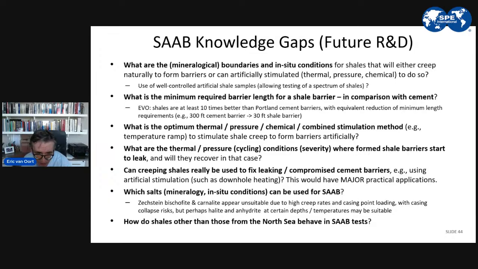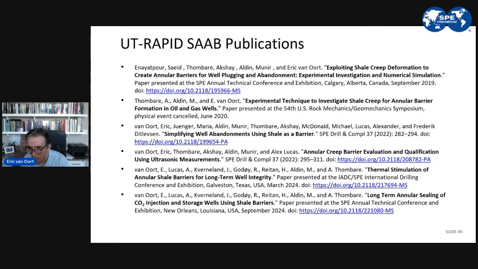And then we'd like to know how other shales, other than those of the North Sea, behave in Saab tests. I'm trying to get my hands on material from North America, but I'd like to look at other parts of the world as well and see what they do. All of this has been well documented in SPE papers. To date, we've published about 5 or 6 papers, and we've got several of them planned. But please take a look at them. You can get them through OnePetro.